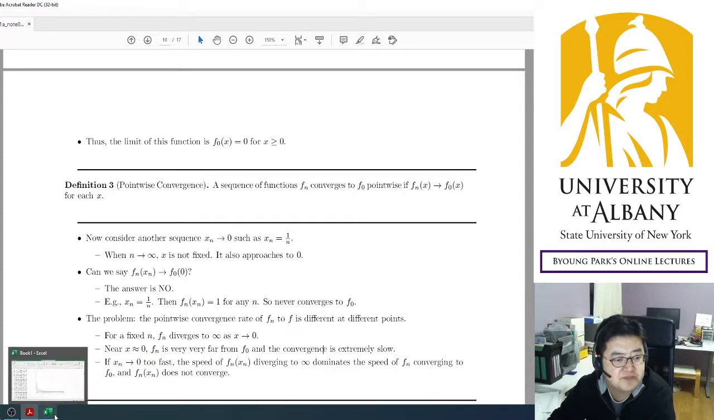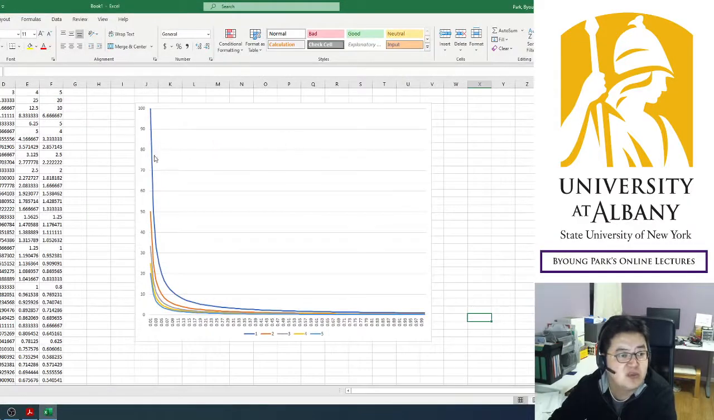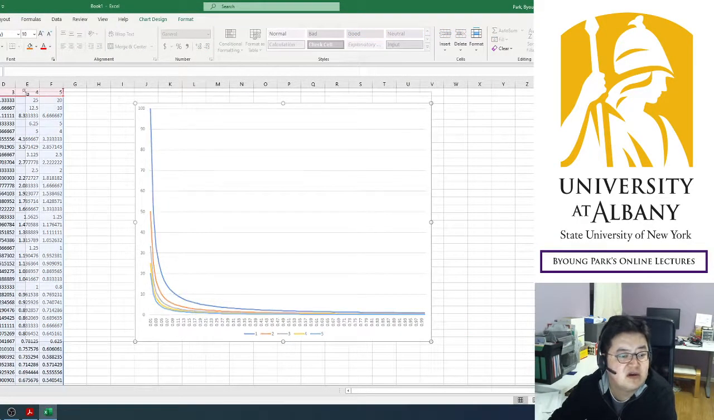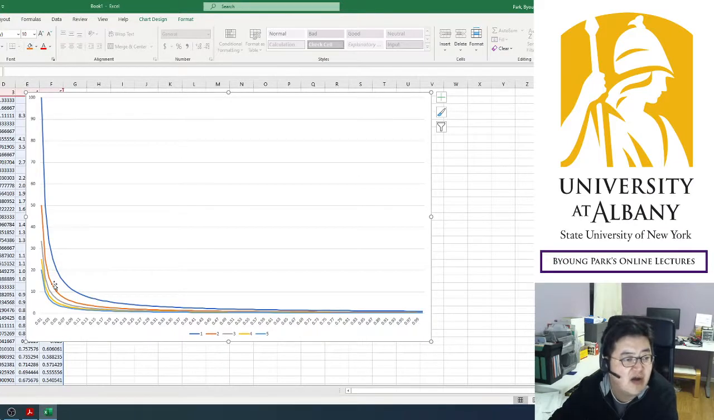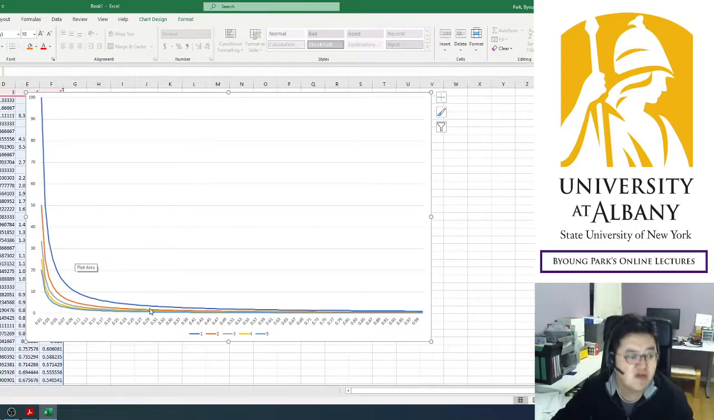I have a graph. Let me show you the graph. This is the function fn for n equals 1, 2, 3, 4, 5. The blue on top is f1, and then f2, f3, f4, f5. As you can see, it is converging to 0. It goes down as n increases. However, it is very slow at this point, right?